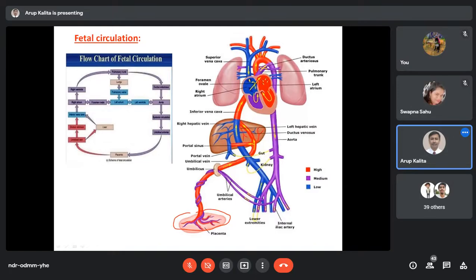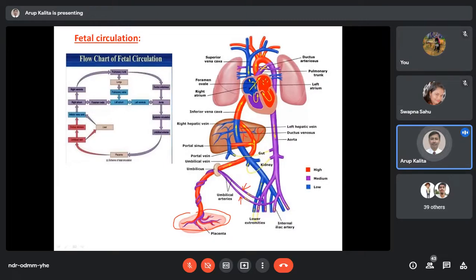Yes, sir. Now you see, I'm going with this diagram. This is the placenta. The impure blood will be carried by these umbilical arteries. These are 2 umbilical arteries. Like the pulmonary artery carries the impure blood, similarly, umbilical arteries are also carrying the impure blood. The impure blood will come via 2 umbilical arteries to the placenta, and exchange takes place in the placenta.